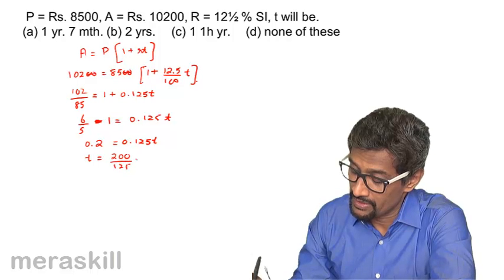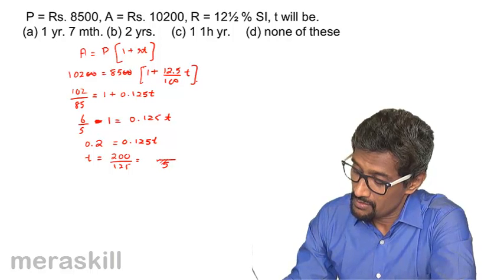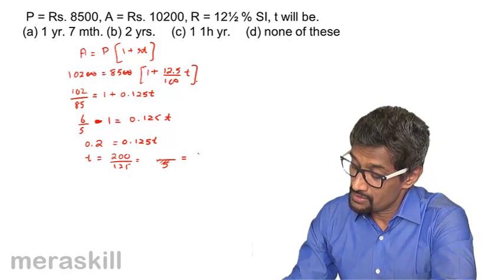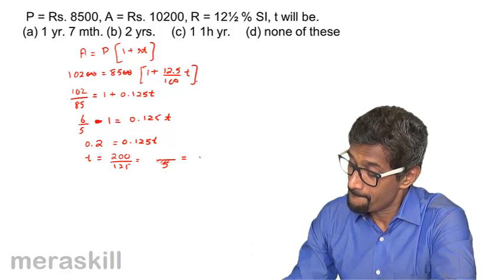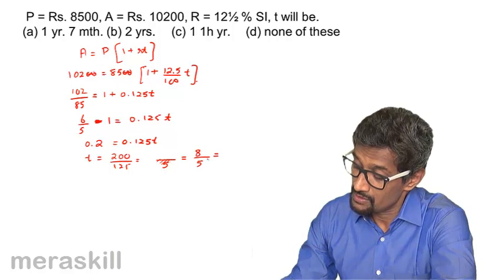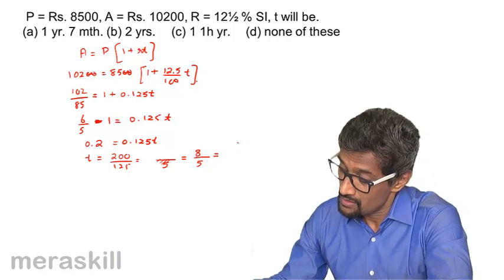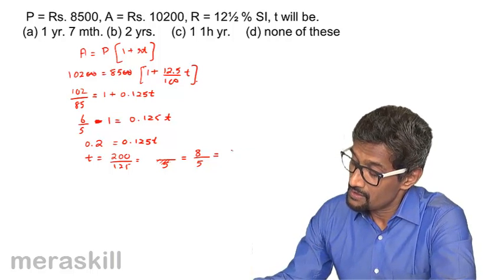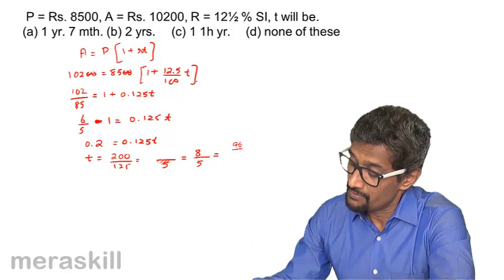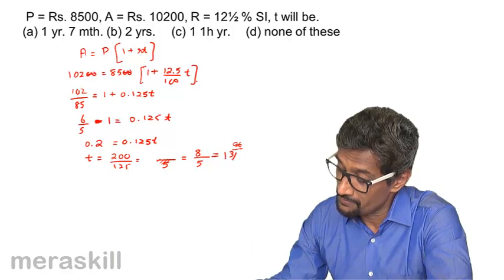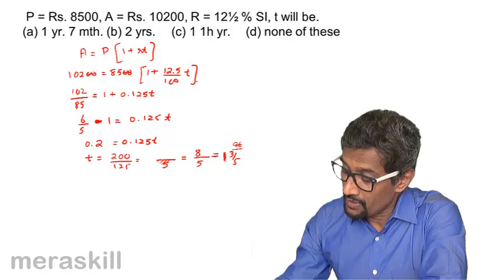200 by 125, which turns out to be 8 by 5 of a year. 8 by 5 of a year, which is 1 3/5. So you're getting 1 year and 3/5 of a year.